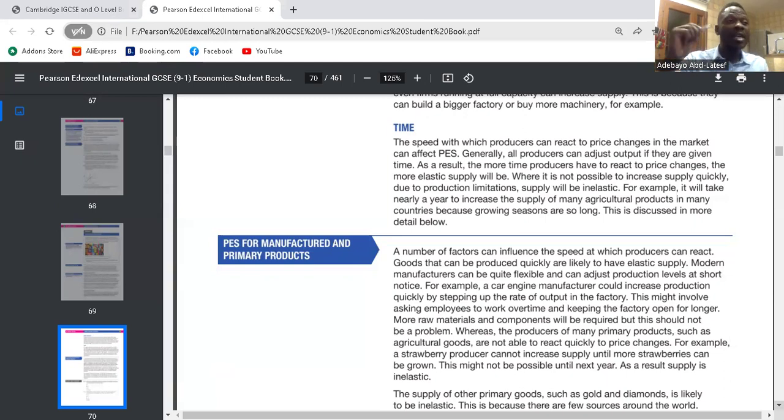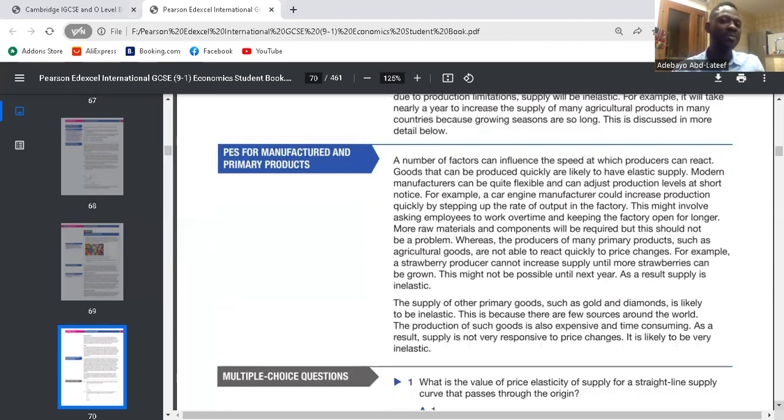Do you understand? If there's a change in price in the market right now, and you are able to produce right now, then it is elastic. But if there's a change in price in the market and you cannot, because the product you produce is not something that you can easily produce, it takes time to produce them, then it will be price inelastic. Do you get the point here? If the product can be produced quickly, then it is price elastic. But if it is not, it is inelastic. Is it clear? That's the point about that.